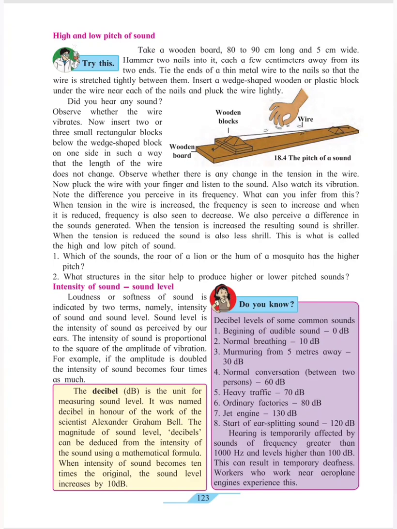Loudness or softness of sound is indicated by two terms, namely intensity of sound and sound level. When speaking loud, when speaking soft, that is the sound level. All these things depend on the amplitude of the vibration, on the amplitude of oscillations of the sound.